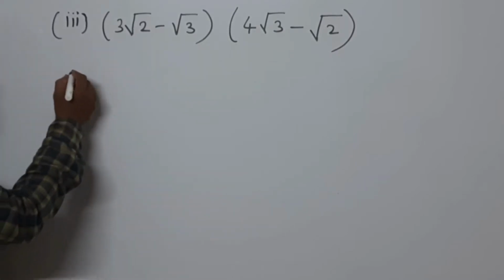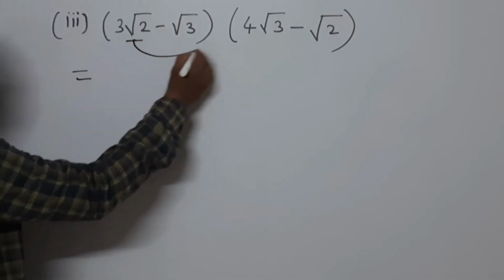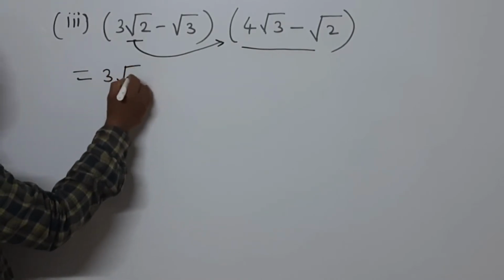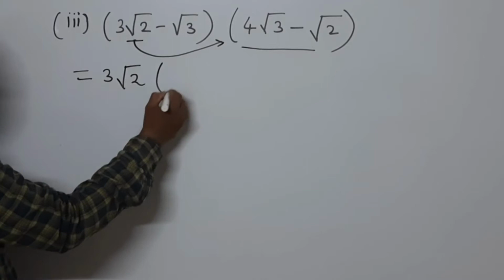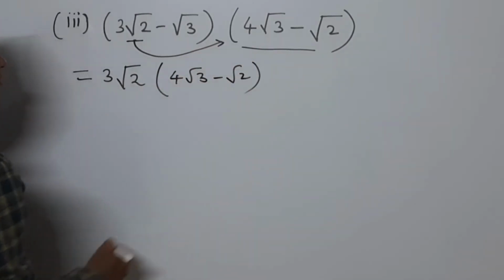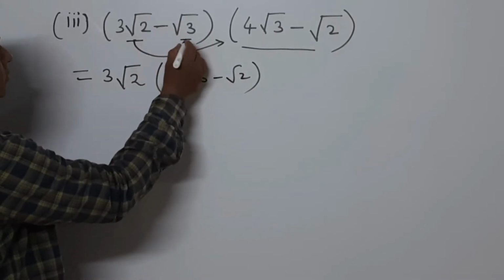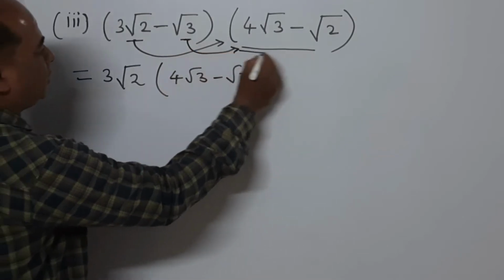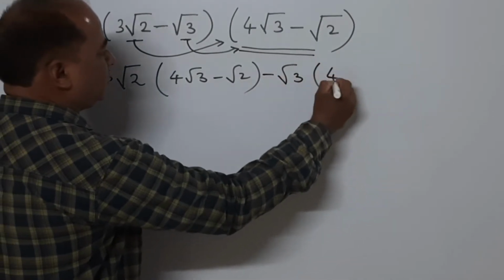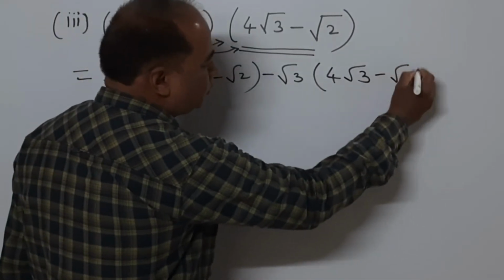Third example, in bracket 3 root 2 minus root 3 into 4 root 3 minus root 2. So multiplying two brackets, first we multiply the first term of the first bracket, that is 3 root 2, into the second bracket, 4 root 3 minus root 2. Now the second term of the first bracket, that is minus root 3, into the second bracket, 4 root 3 minus root 2.